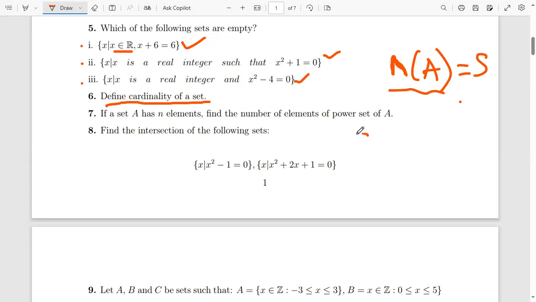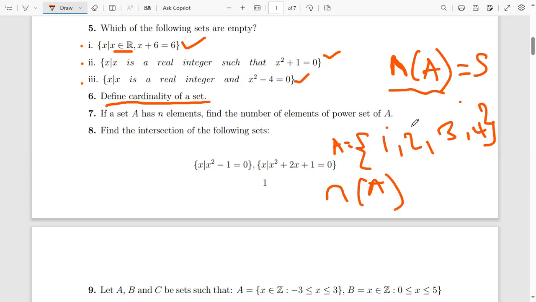So if I have this set, let me say set A is equal to 1, 2, 3, 4. The cardinality of this, I'm going to write n(A), and then I'm just going to count these elements like that. That's the cardinality of the set. So how many elements do we have here? 4. Very simple.